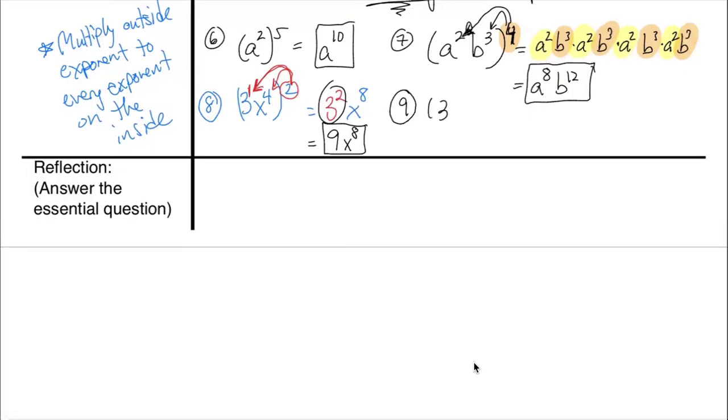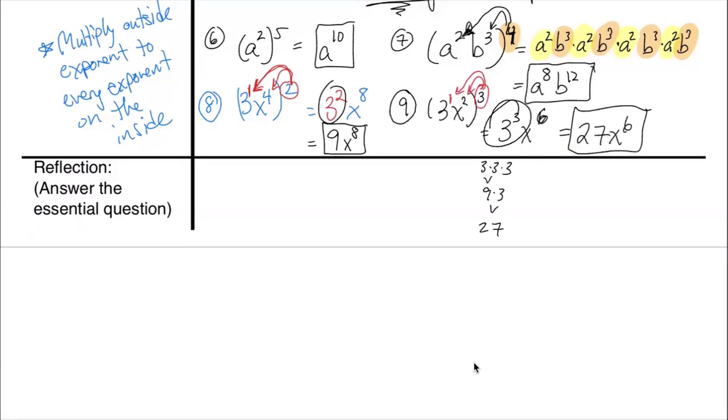3x squared to the 3rd. Go ahead and take a minute. Try this one. Good. You should have gotten 3 to the 3rd times x to the 6th, because 3 times 2 is 6, and 3 times the invisible 1 is 3. And 3 to the 3rd equals 3 times 3 times 3, which is 9 times 3, 27. So 27x to the 6th.